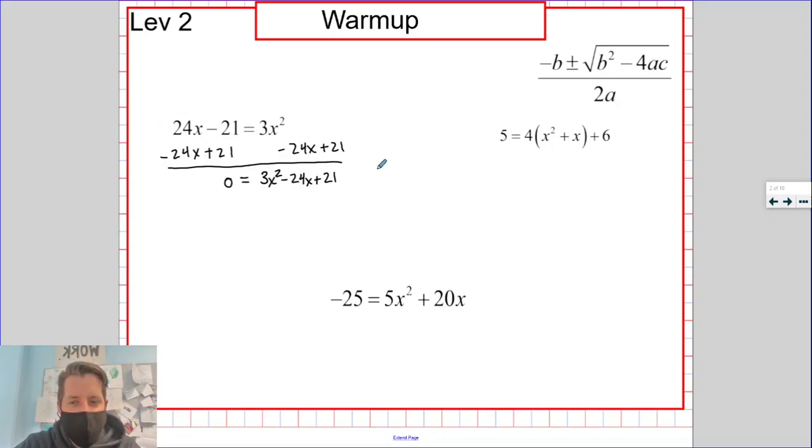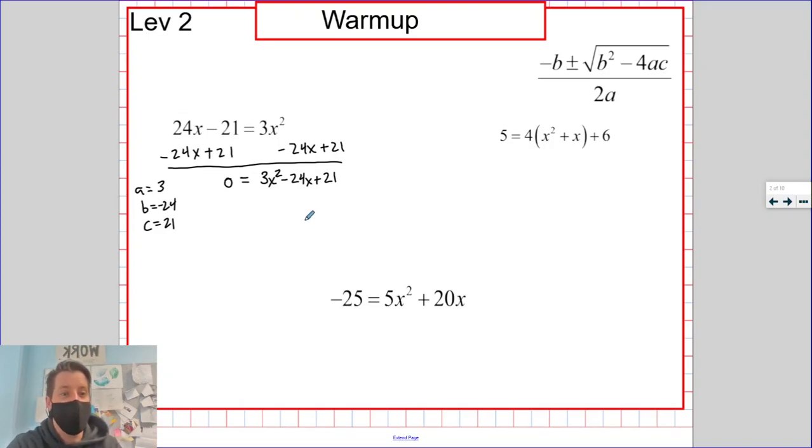Okay, so I subtracted 24x and added 21 to each side of the equation. I put my equation into standard form, and I am going to now pick out my coefficients a, b, and c. Remember, the coefficients are just in order. A is the lead coefficient or the quadratic coefficient, b is the linear coefficient, and c is the constant term.